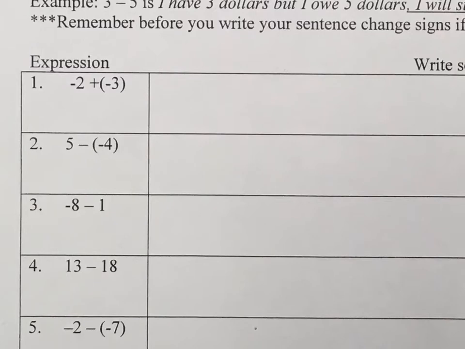But what I would like you to do is actually go through that verbal phrase of having money or owing money. So on number 1, this is a negative 2. What would I say first? What does negative 2 mean? I owe $2. Okay, and what about the plus negative 3? What does that mean? I owe $3 more, right? So the negative 3 means I owe $3 more.